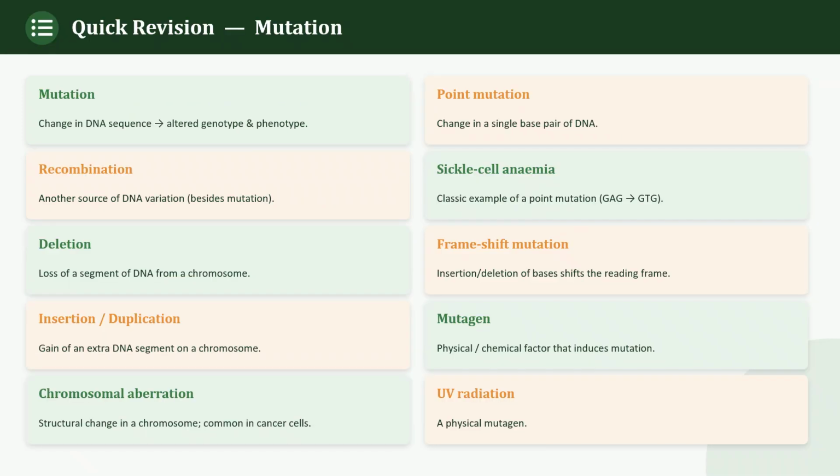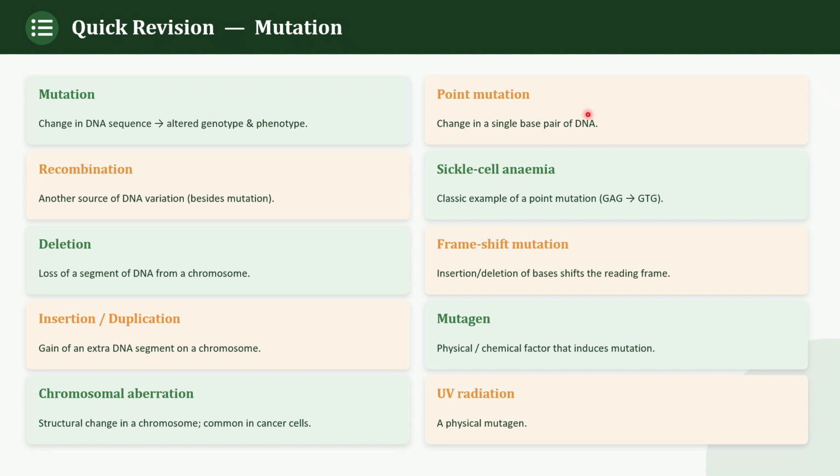So, let's have a quick revision. Mutation is a permanent change in the DNA sequence that alters the genotype and may also change the phenotype. Along with recombination, mutation is a major source of genetic variation. When large DNA segments are lost or added, that is deletion, insertion or duplication, chromosomes become structurally abnormal. These are called chromosomal aberrations, which are commonly observed in cancer cells.